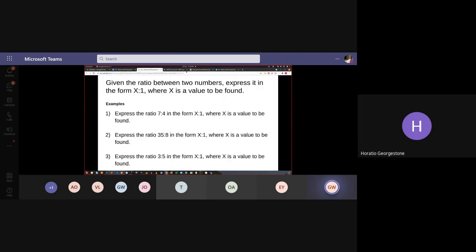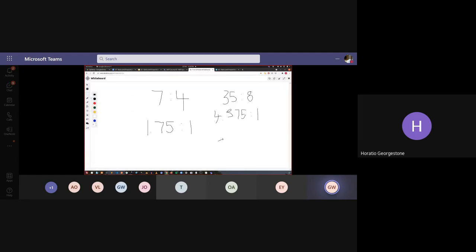And then 3 to 5, we divide both sides by 5. So 3 divided by 5 is 3/5, which is 0.6. So it's 0.6 to 1. Obviously, you can use the calculator for all of those. And now we have these three ratios that are much easier to compare.